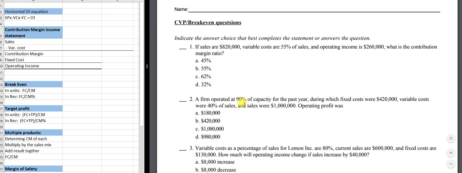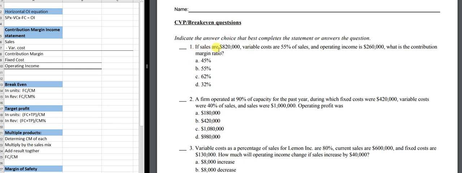Let's walk through some CVP questions so you can practice. Hopefully you'll have printed out this worksheet and tried it yourself, and only listen to this video if you have issues. Again, I'm going to keep repeating this: only watching me do it without trying it yourself is spectating. You have to try this yourself.